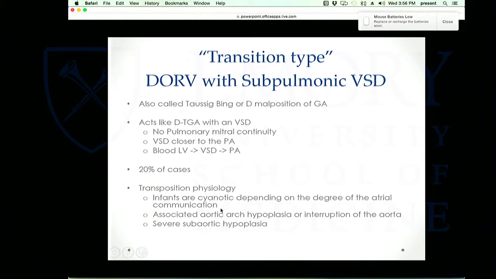And for the physiology, they're going to be very cyanotic at birth, depending on the size of the atrial communication. If the atrial communication is restrictive, they probably need a Rashkind to open that up. And this is the one that's most associated with hypoplasia of the aortic arch or interruption of the aortic arch.